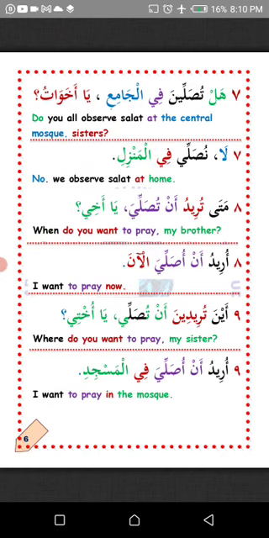Remember that Jami'un means central mosque, while Jami'ah means university, the one that has a round ta at the end, known as At-Ta'ul Marbuta, round ta. So it means university. While Al-Jami means central mosque. Al-Masjidul Jami, central mosque.